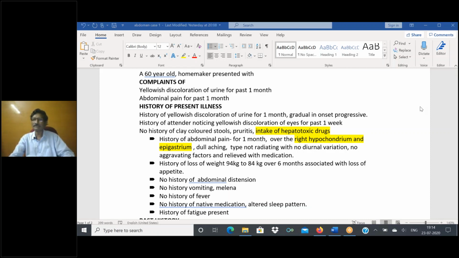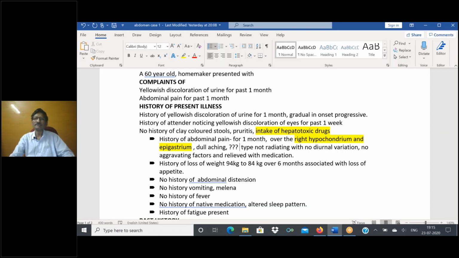We'll give the option to Vignesh first, then others can come in. One description should be there after dullness. Something should be added here. What should be added after the character? Others can also give your inputs. Onset. Okay.